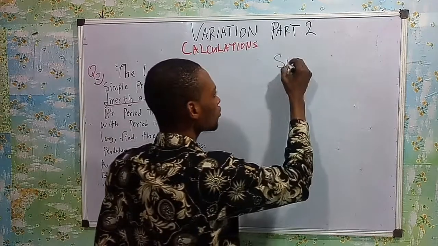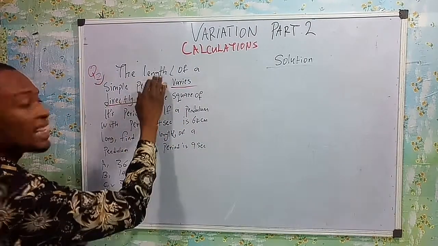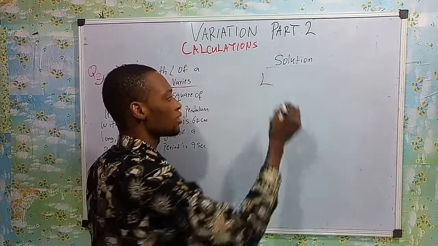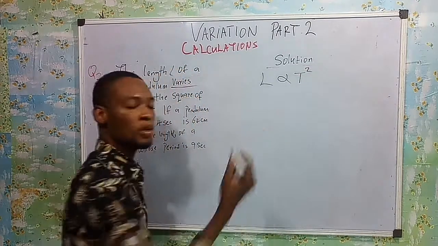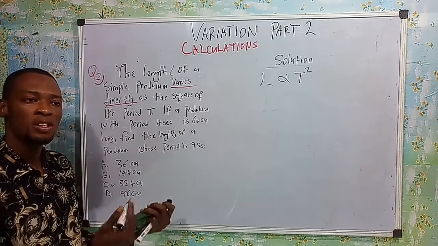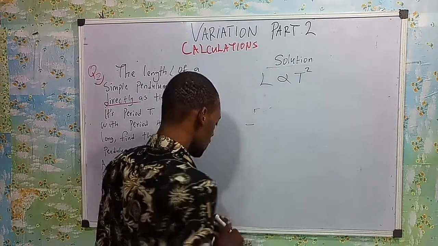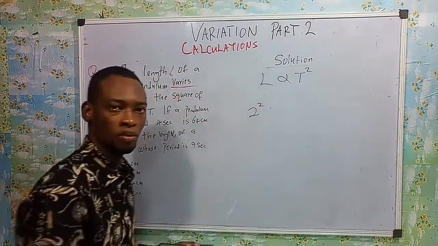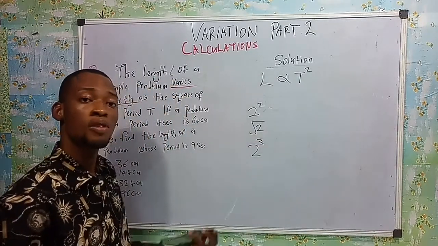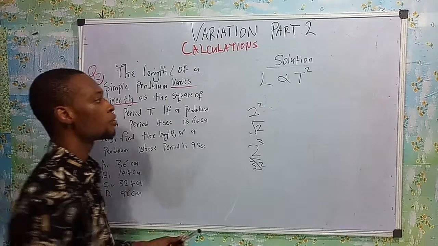So, solution. From the first statement, it says length L varies directly as the square of its period, that is, square. And what you should understand is the difference between square and square root, the difference between cube and cube root, because a whole lot of students confuse them. So this is square: if I say 2 square, this is 2 squared. If I say square root of 2, that is different. 2 cube is different from cube root of 2. Okay? So that is it for you.